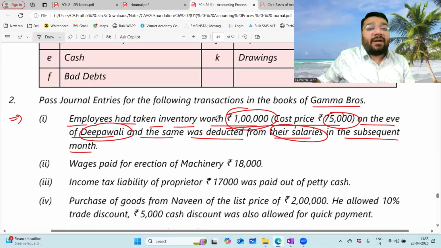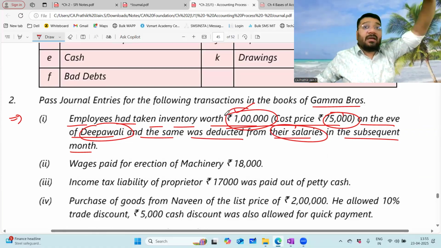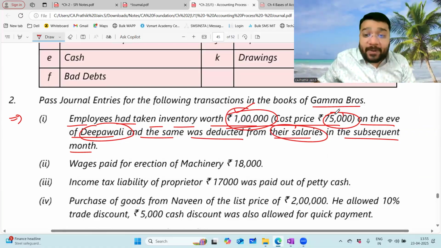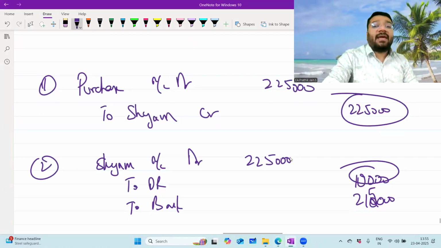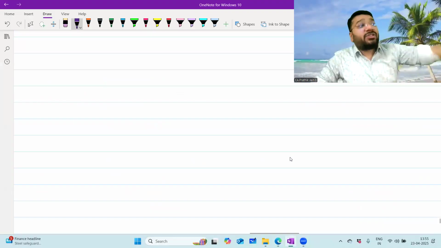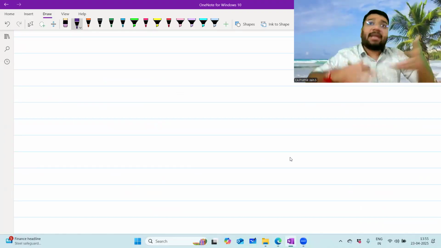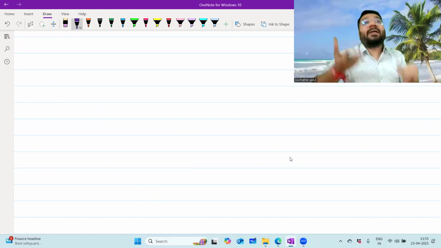Now, the employer has taken inventory worth 1 lakh. Worth 1 lakh means what? If I'm selling this, I'll sell it for 1 lakh. Selling price is 1 lakh. What is my purchase price? 75,000. Please tell me, as a shopkeeper, when I was buying this product, was I aware that I'd give this product to my staff, my employee? No. I thought I will sell it, thinking that I purchased the goods.